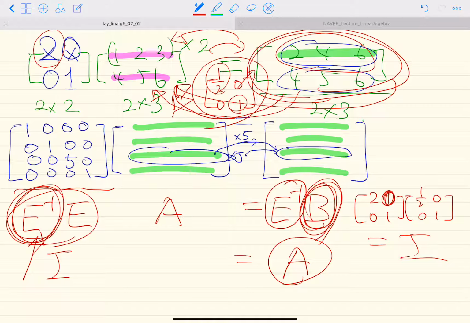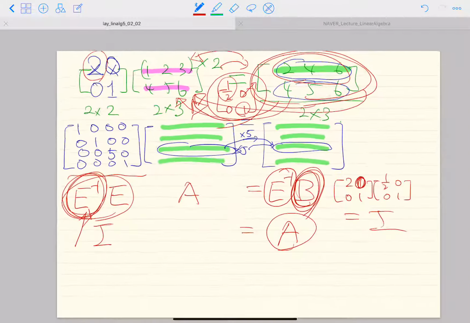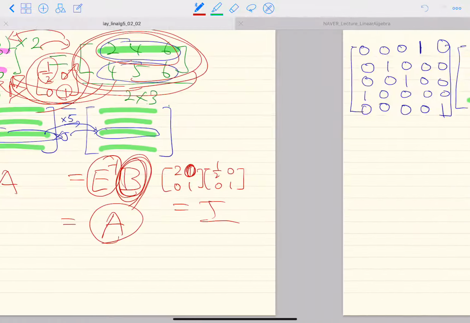So this kind of row scaling is always invertible, and the inverse matrix is simply a diagonal matrix where we obtain the reciprocal of each scaling entry.